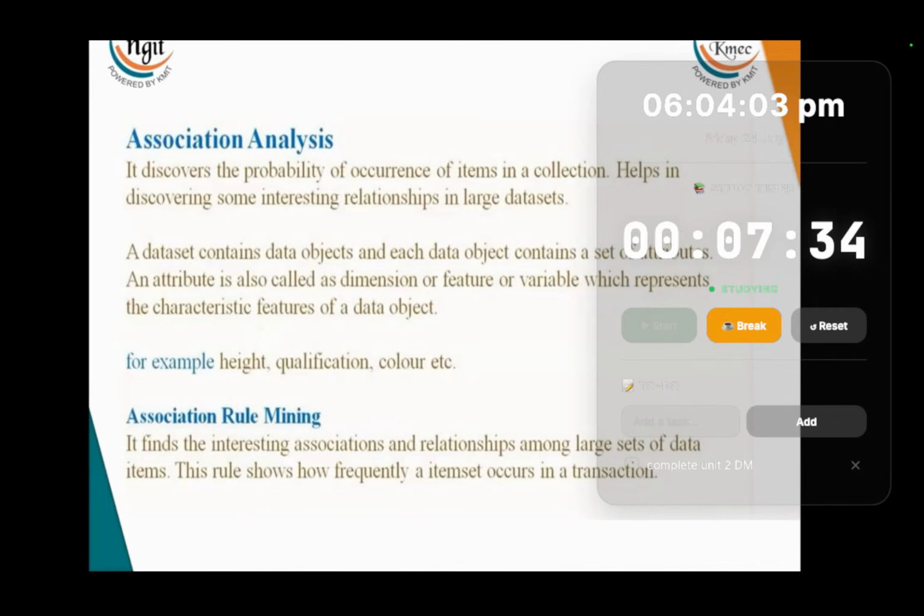So what is association rule mining? It helps us find the interesting associations and relationships among a large set of data items. So if you have a large set of data items, which items are mostly associated together?